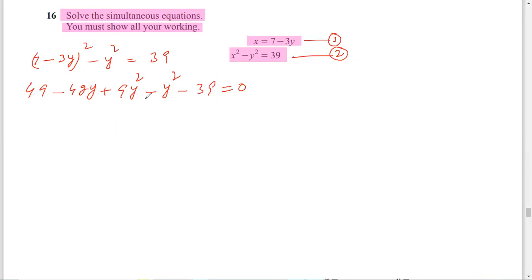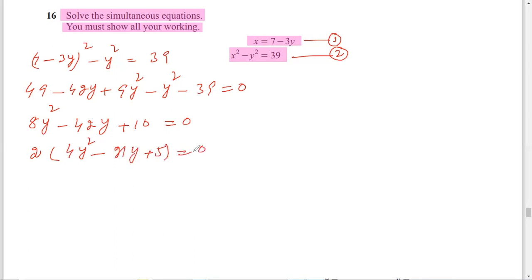Now by simplification, 9y square minus 1y square is 8y square, minus 42y, and 49 minus 39 is plus 10 equals 0. Again, we can take 2 as a common factor. So 4y square minus 21y plus 5 is equal to 0 over 2, that is 0.